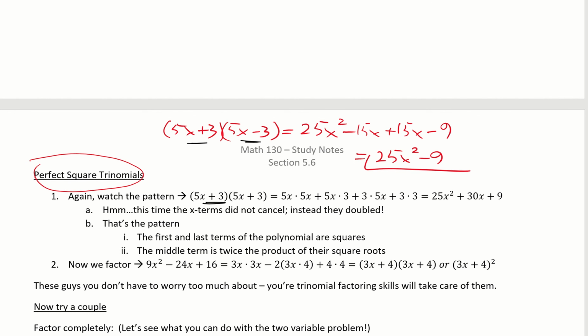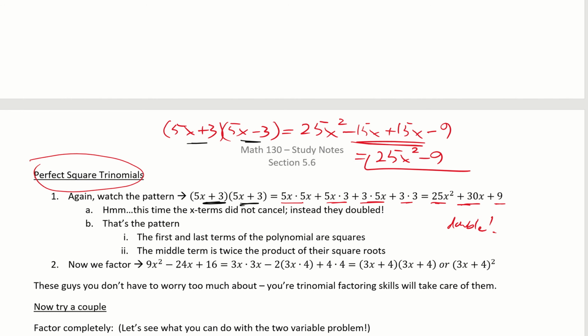But what if they're both plus? If they're both plus, you get the 25x squared. There he is. You get the 9. There he is. But then you get the 15x and another 15x. They double. Instead of canceling up here, they double up on you. And that's because the signs are both the same, plus plus, and it also happens with minus minus.